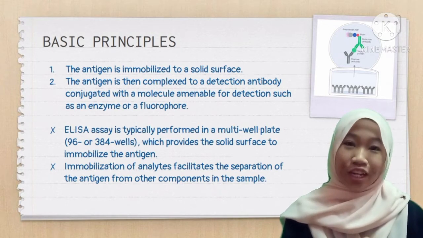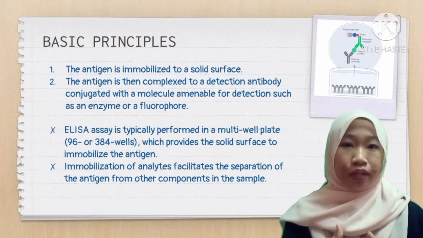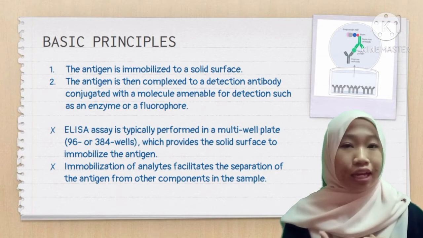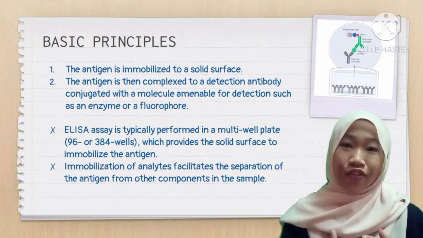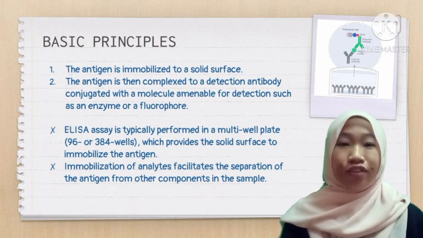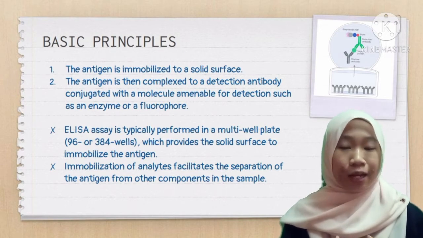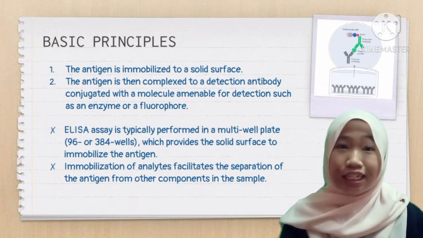or a fluorophore. ELISA assay is typically performed in a multi-well plate, either 96 or 384 wells, which provides the solid surface to immobilize the antigen. Immobilization of analytes facilitates the separation of the antigen from other components in the sample. This characteristic is what makes ELISA one of the easiest assays to perform on multiple samples simultaneously.